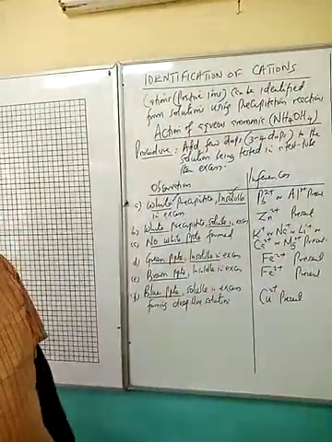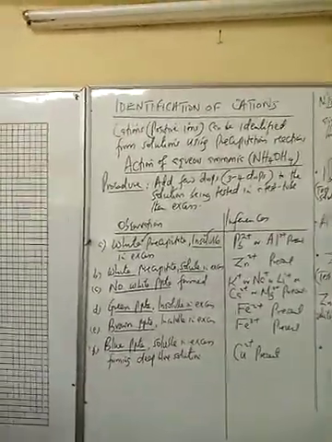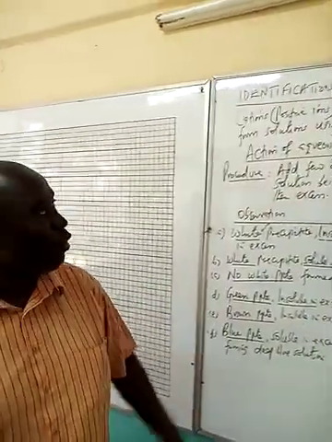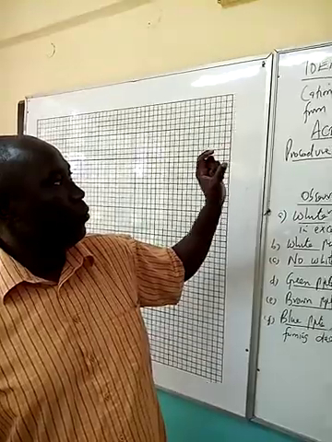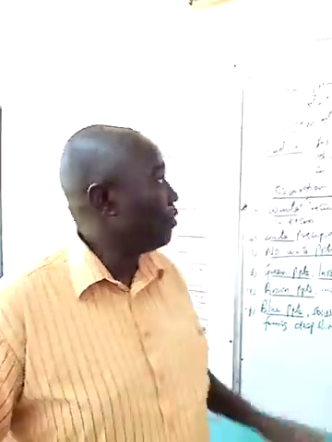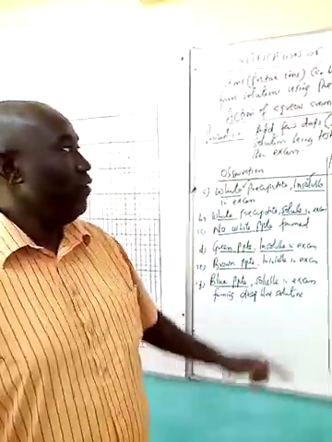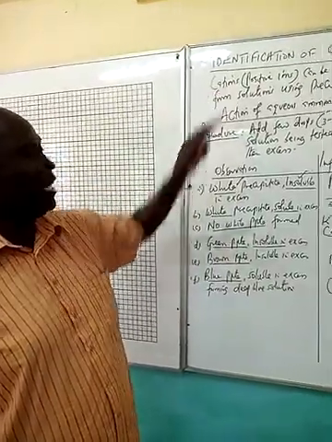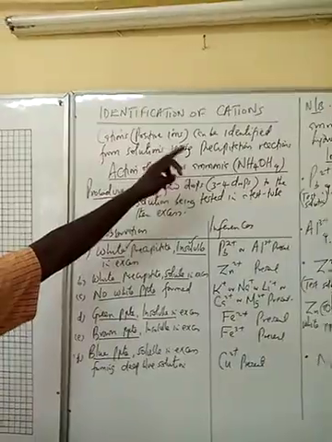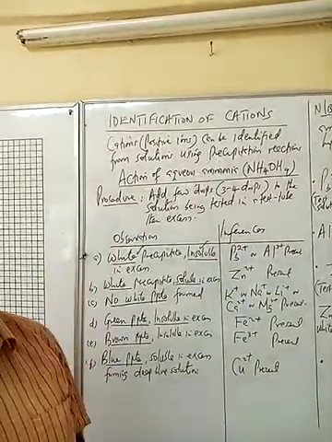So, what's a cation? In our Form 2 lesson, we discussed atoms. In atoms, we have ions. And in ions, we have positively charged ions and negatively charged ions. The positively charged ions are what we call cations. So cations, that is positive ions, can be identified from a solution using precipitation reaction.